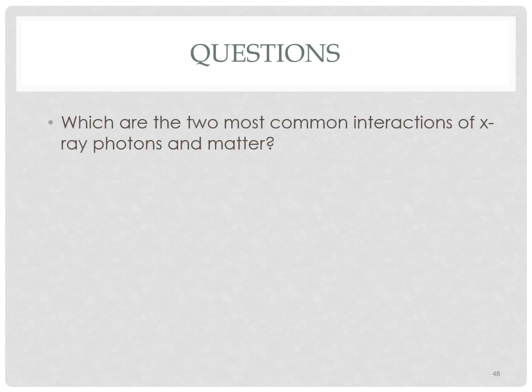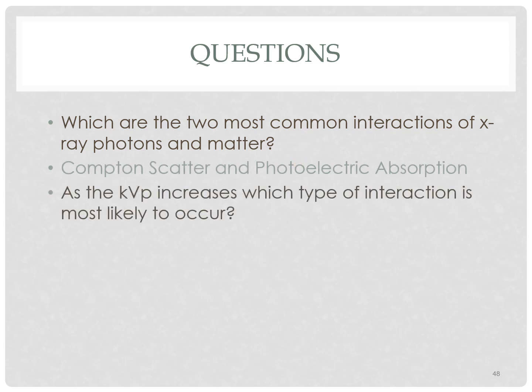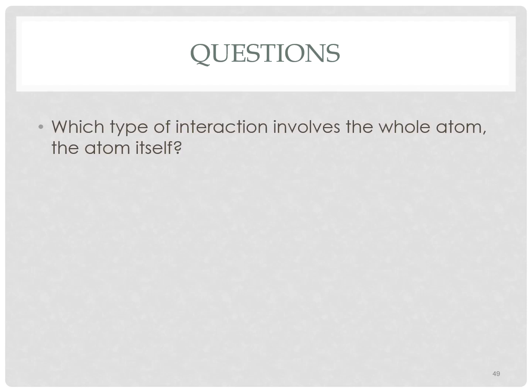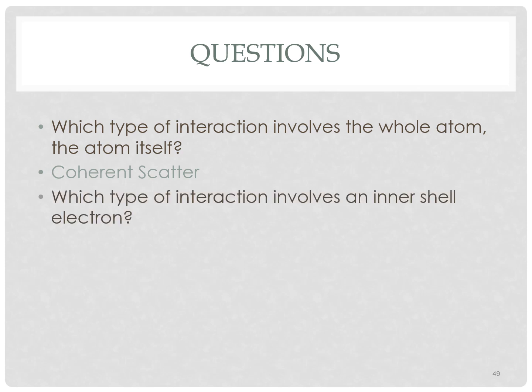What are the two most common interactions of X-ray photons and matter? Compton scatter and photoelectric absorption. As the kVp increases, which type of interaction is most likely to occur? Compton scatter. What type of interaction involves the whole atom, the atom itself? Coherent scattering. What type of interaction involves an inner shell electron? Photoelectric absorption.